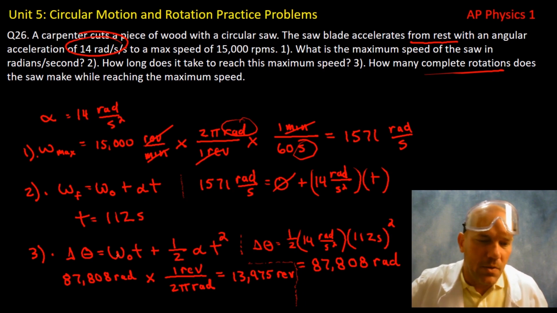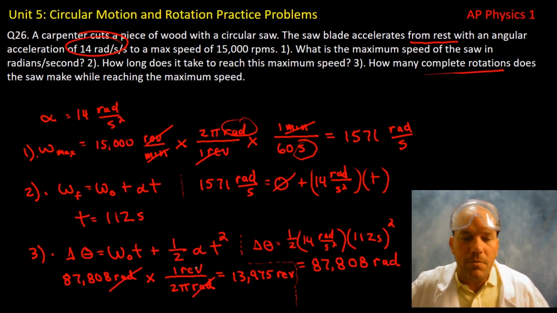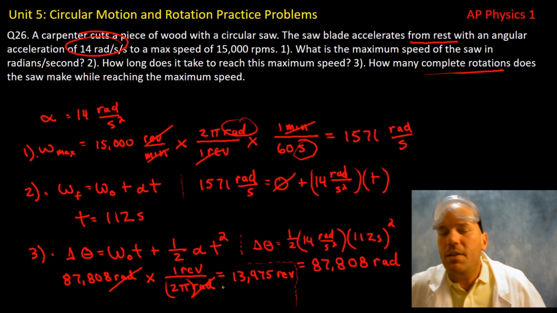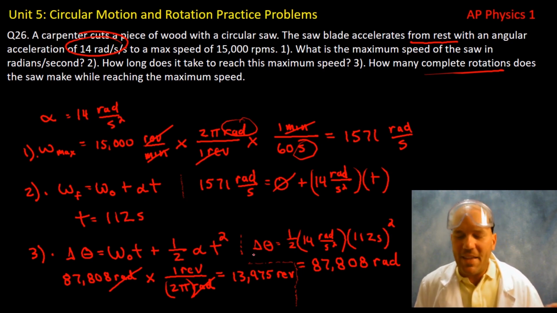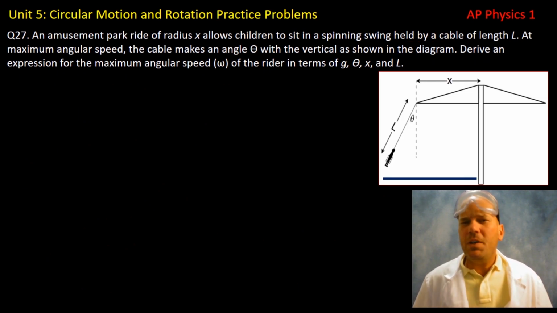And we know how to do that because we know there are 2 pi radians in 1 revolution. Again, you're dividing by this quantity, 2 pi, and you should get just a little under 14,000 revolutions for part 3 of question 26. All right, so question 27, we have a derivation here.